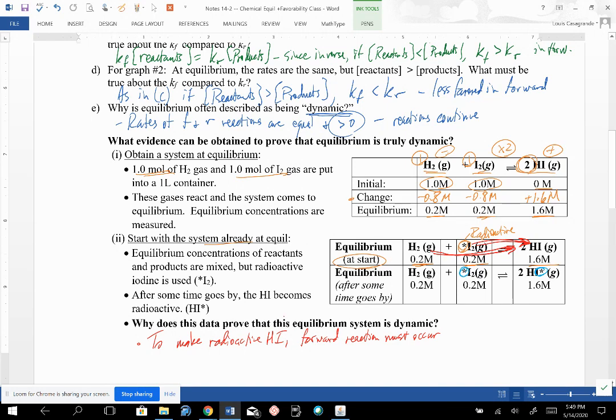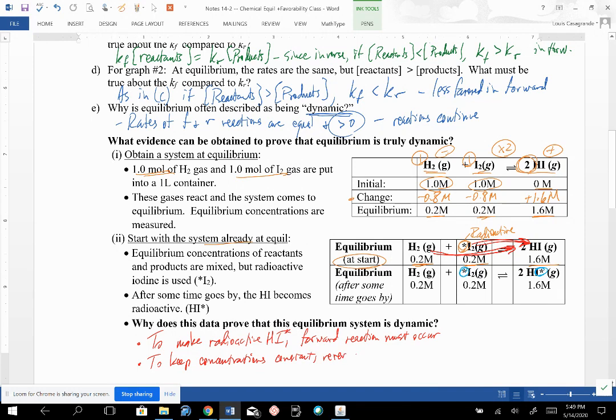However, let's put a star, radioactive iodine. But if we're at equilibrium, we just said up above that the concentrations of the reactants and products can't change. So we have to keep the concentrations constant.